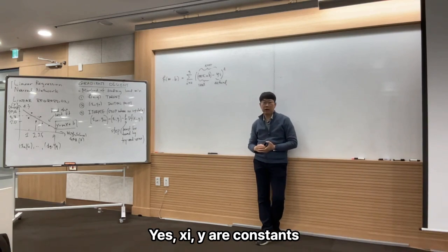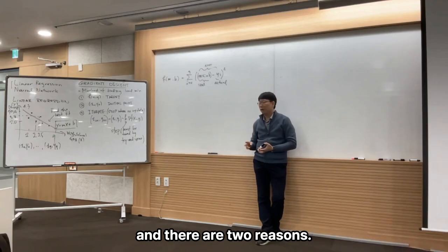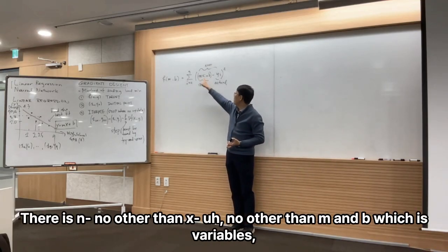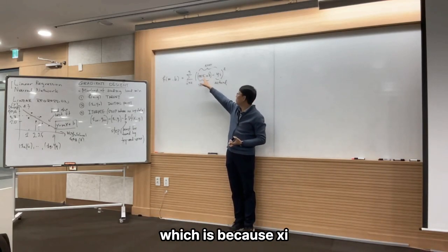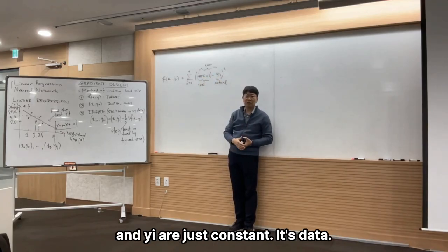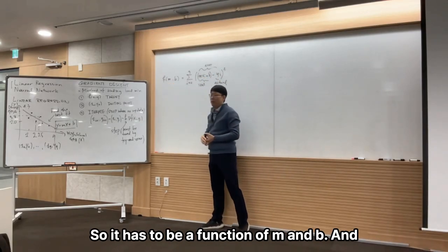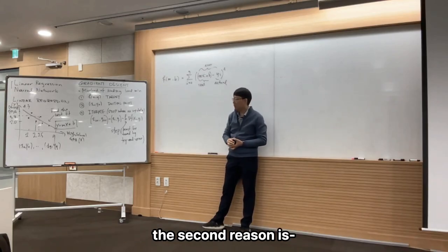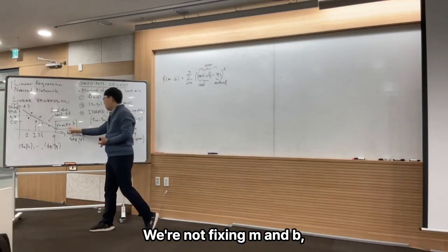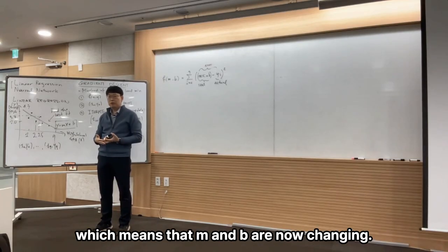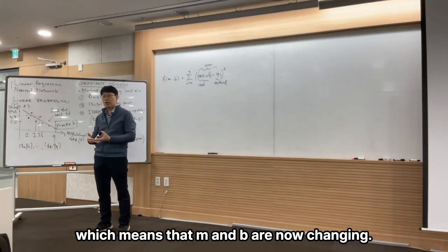Yes, xi, yi are constant, and there are two reasons. There is nothing other than m and b that is a variable, because xi and yi are just constant data. So it has to be a function of m and b. And the second reason is we're not fixing m and b. We're going for the best fit, which means that m and b are now changing.